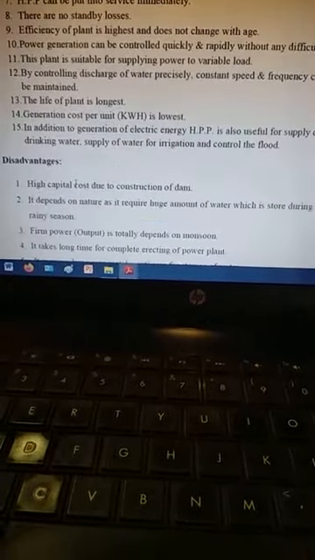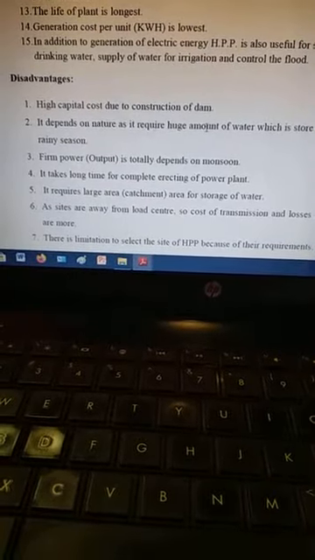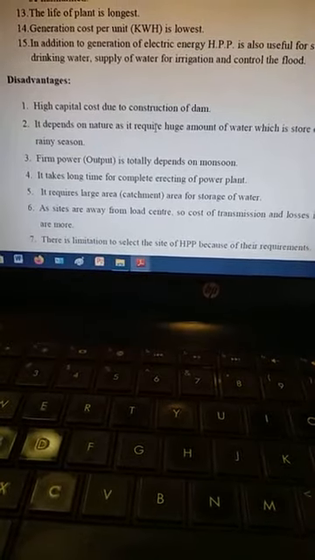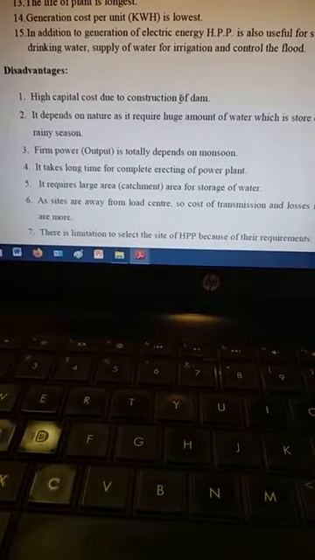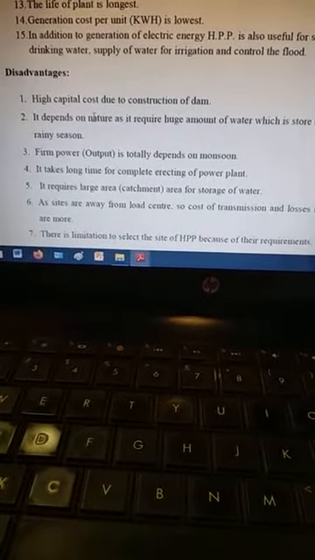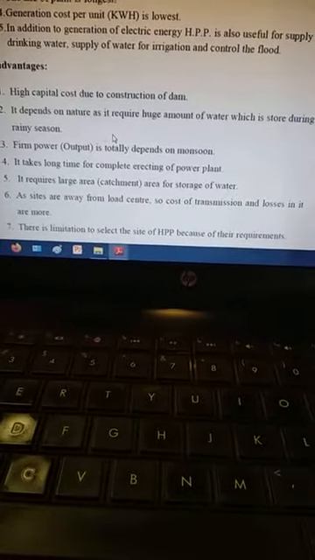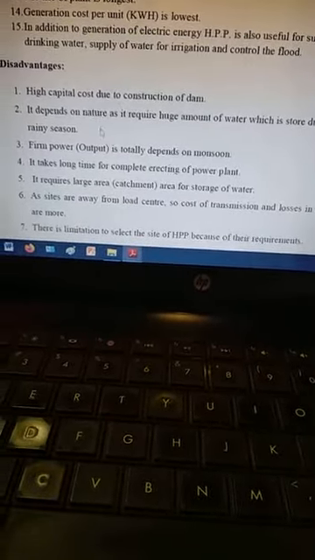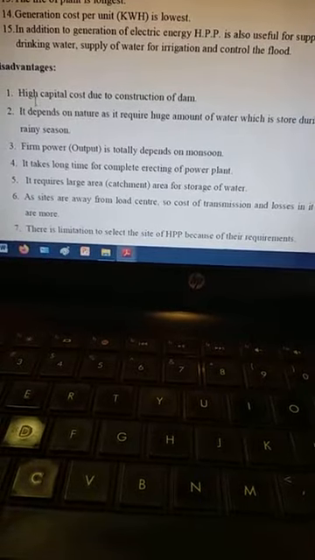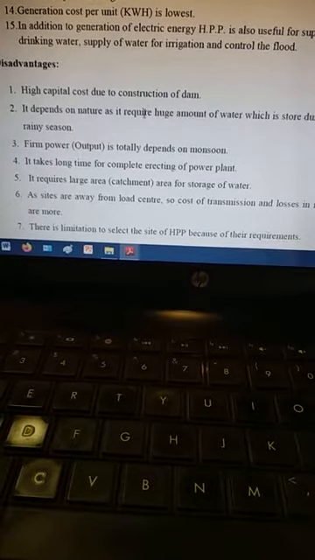So let us move on. What are the disadvantages of hydroelectric power plants? Capital cost is high due to the construction of the dam. I already told you that the construction of a dam needs a lot of money. So the cost of installation of the whole power plant because of the construction of the dam is more as compared to steam power plants. But the running cost of hydroelectric power plants is less as compared to steam power plants. The big disadvantage of hydroelectric power plants is that their capital cost is high.